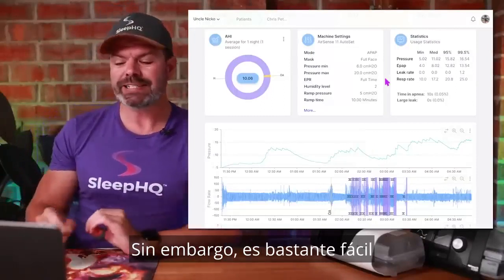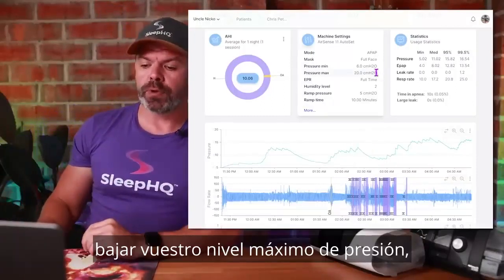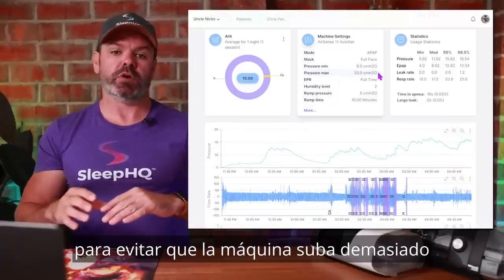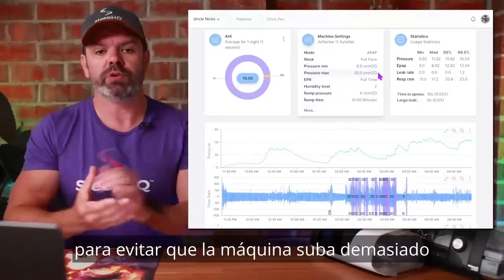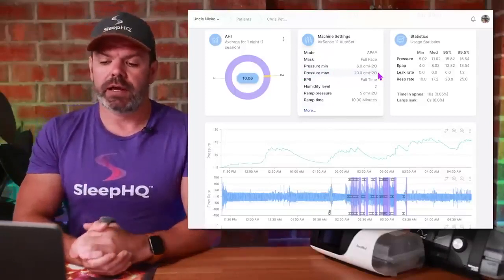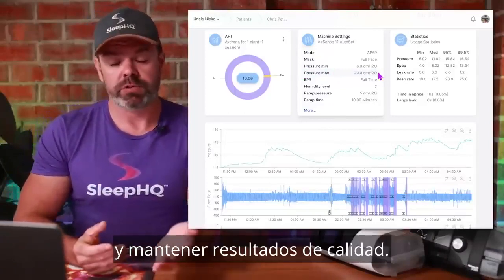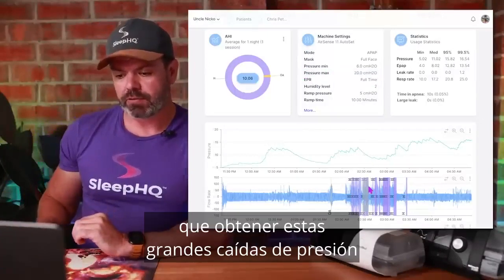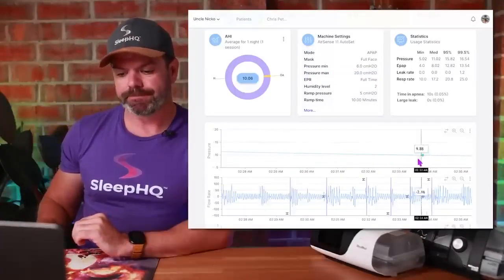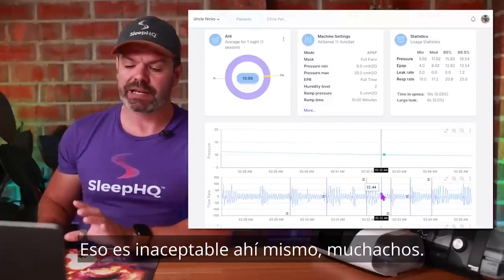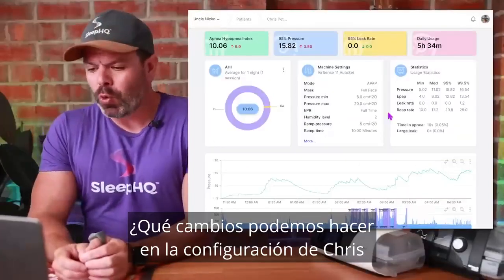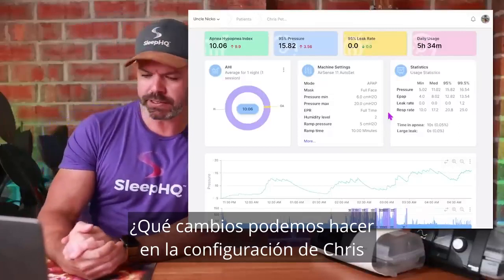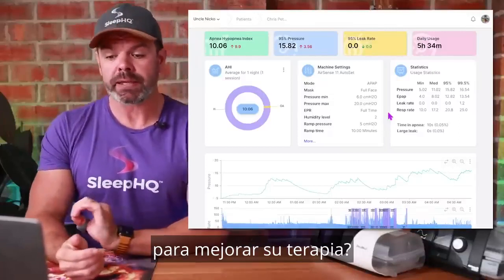However, it's quite easy to drop your pressure max level, this level here, down to stop the machine going too high with its pressure delivery and maintain quality results. I think it's much better than getting these great big pressure declines when breathing looks like this. That's unacceptable right there, guys. So what changes can we make to Chris's settings to improve his therapy?